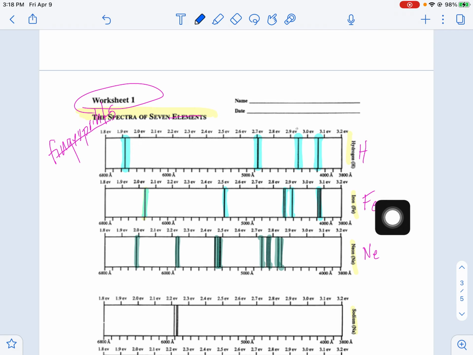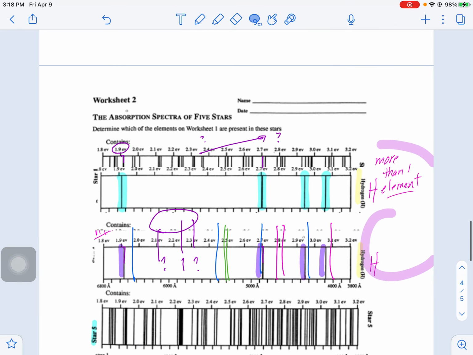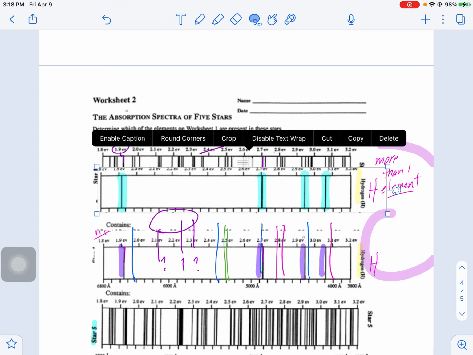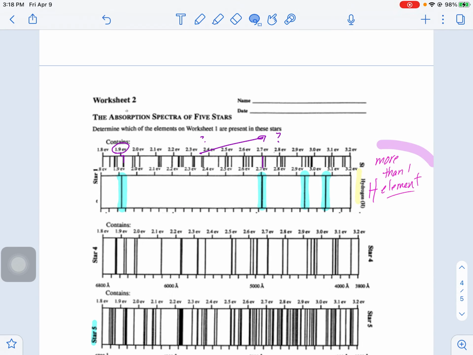And the recommendation here was to take these spectral lines, give them a little color, so that when we copied them, we could easily compare them to that of the stars. So this bottom section here, these are the star worksheets.